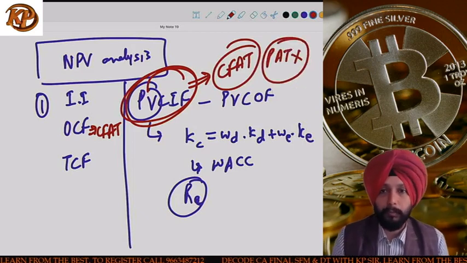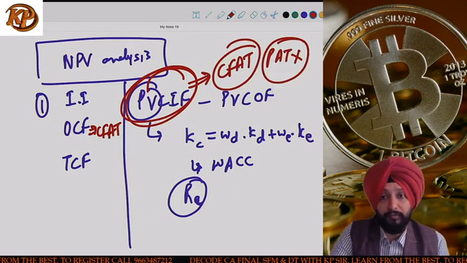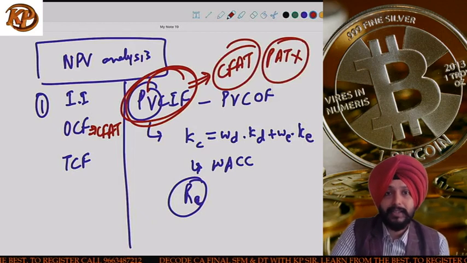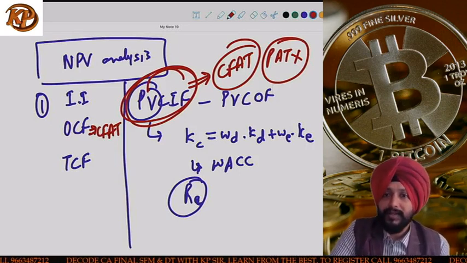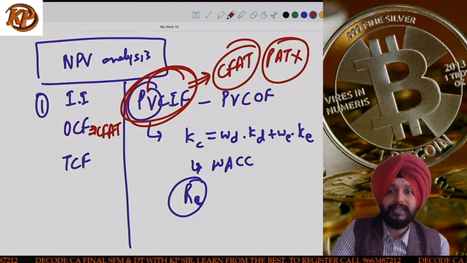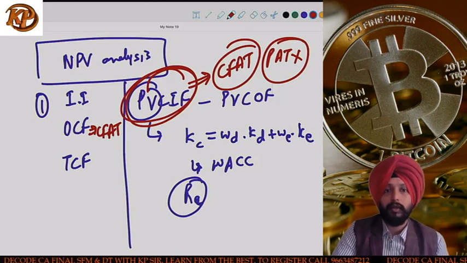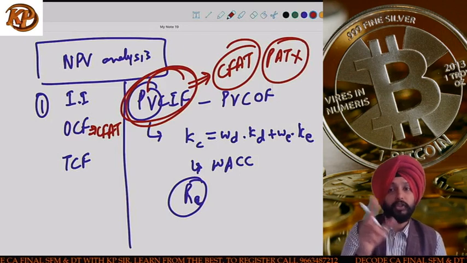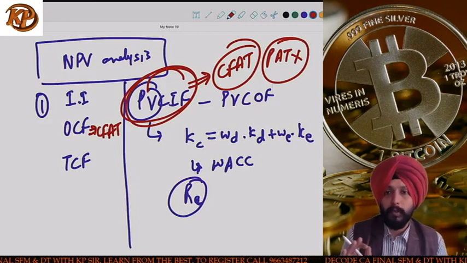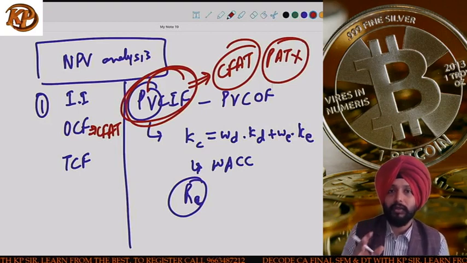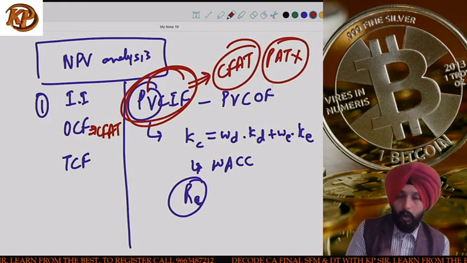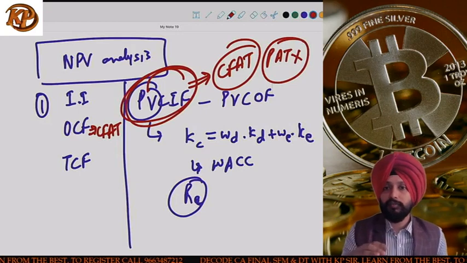The present value of cash inflows referred to in NPV analysis is basically the CFAT, cash flow after tax. It is not PAT, it is CFAT. What is CFAT? CFAT is PAT plus depreciation. Okay, now the question is why do we add back depreciation? I will answer that after some time, but what you remember right now is CFAT is PAT plus depreciation. And lastly, for operating cash flows we need to come down to the figure of CFAT.